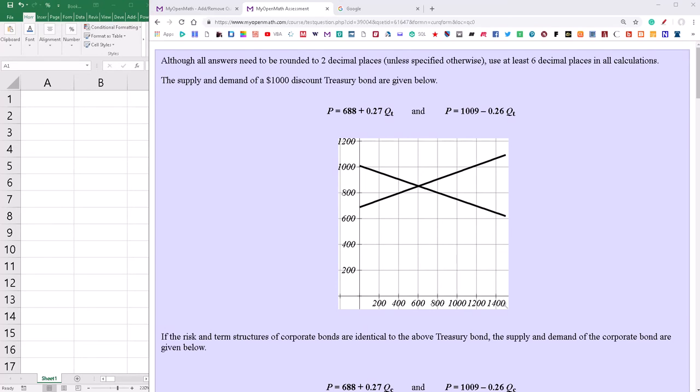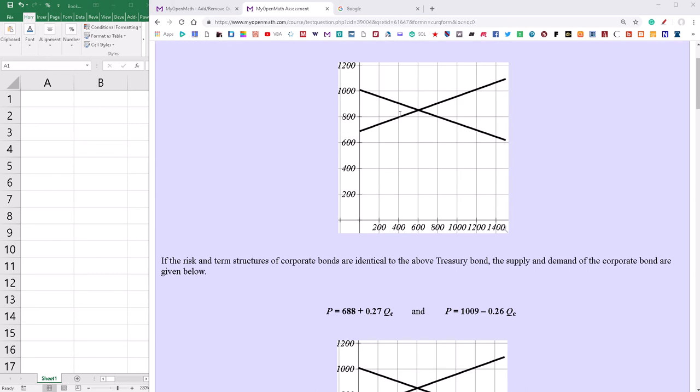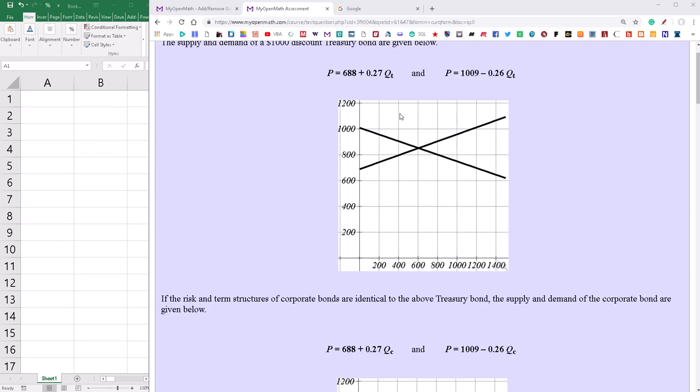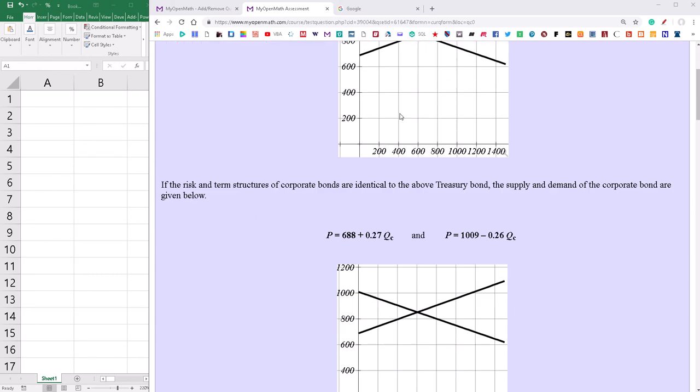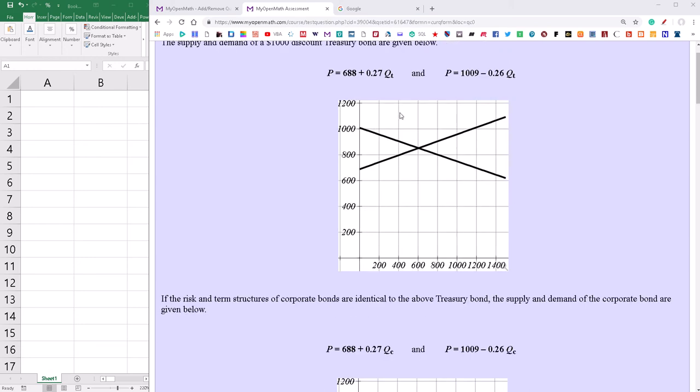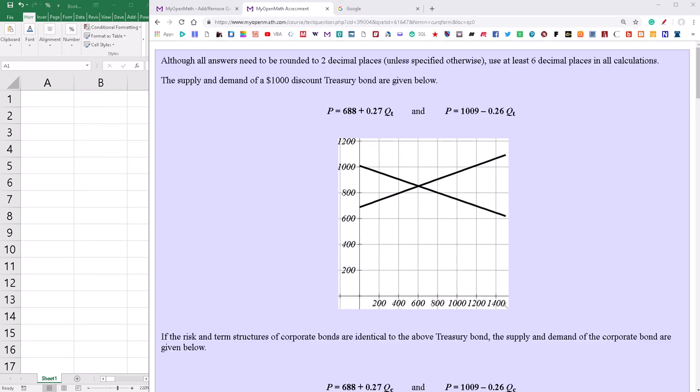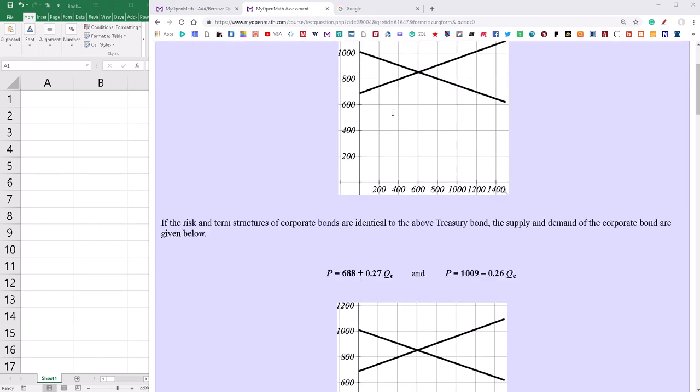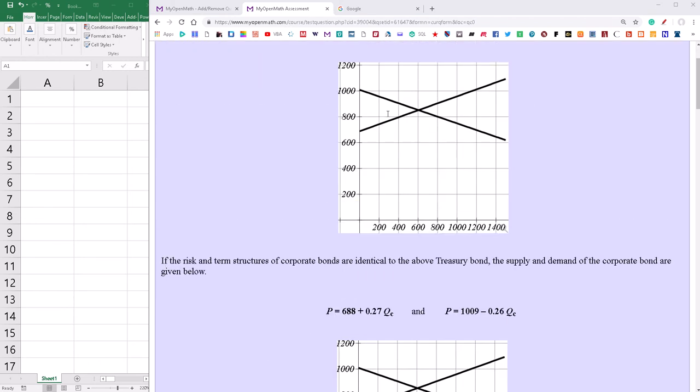Okay, at homework 3C, question 1, we're going to compare treasury bonds with corporate bonds. And we're going to start off by assuming that the default risk, illiquidity risk, and tax exemptions are identical for treasury bonds and corporate bonds.